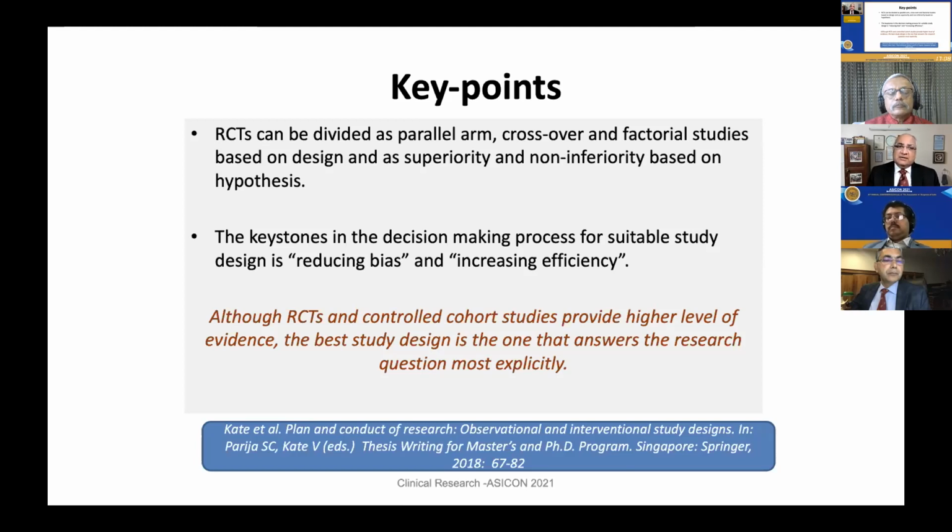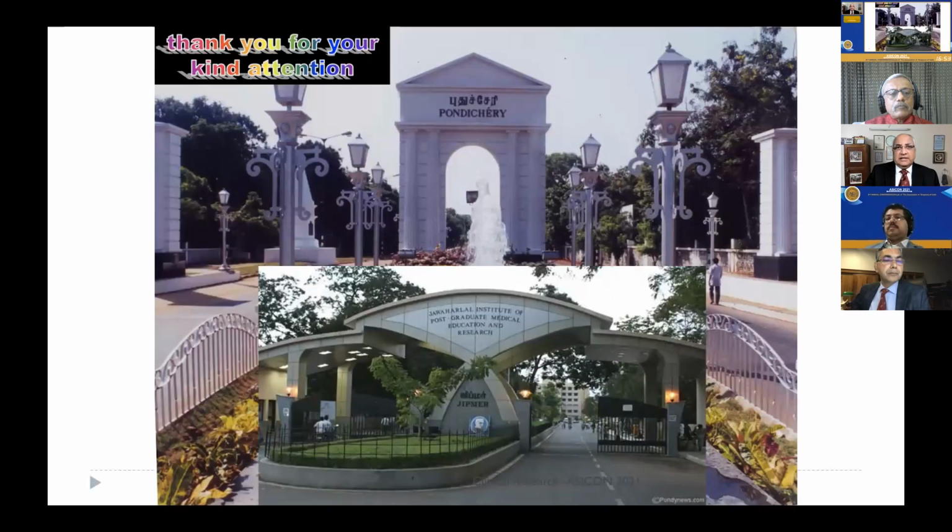So I can say that although RCTs and controlled cohort studies provide a higher level of evidence, what I was telling about propensity score matching, the best study design is the one that answers the research question more explicitly. Thank you very much for your kind attention.